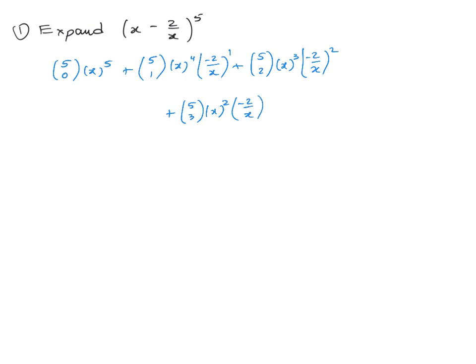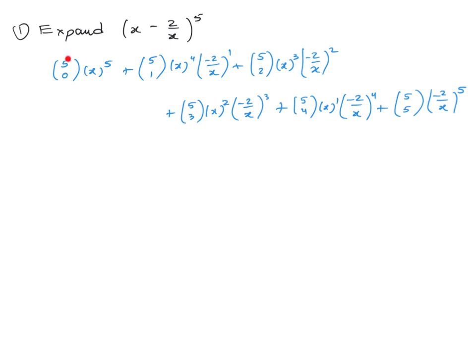negative 2 over x cubed plus 5 choose 4 x to the first negative 2 over x to the fourth plus 5 choose 5 x to the 0, I'm not going to write, and then negative 2 over x raised to the fifth. Now I need to calculate these coefficients and then of course distribute, etc., etc. So let's just focus on the coefficients first.